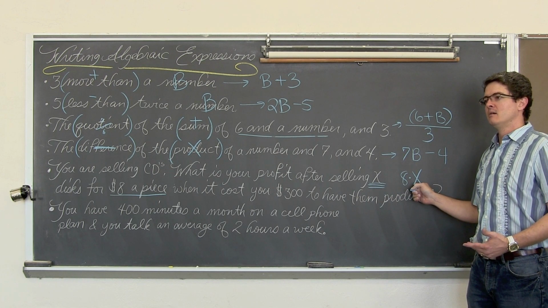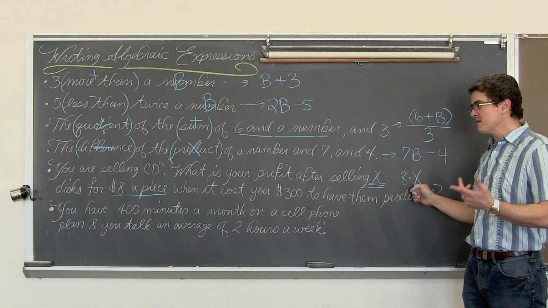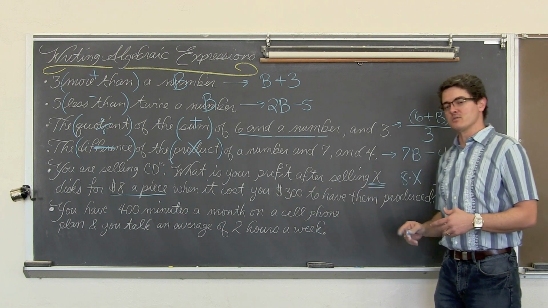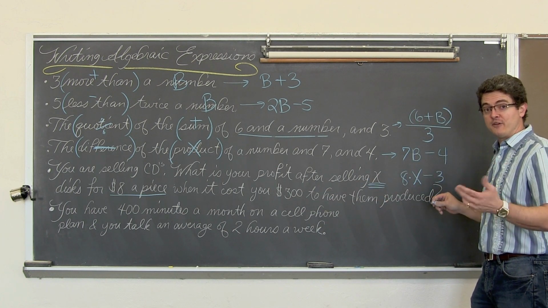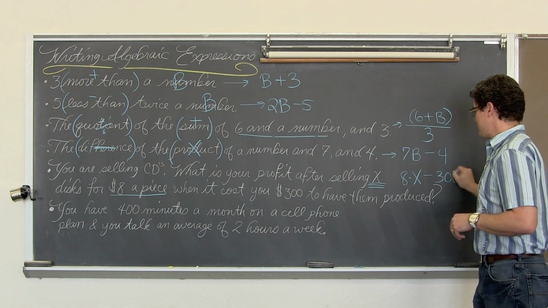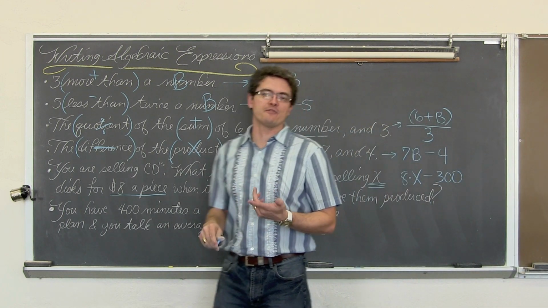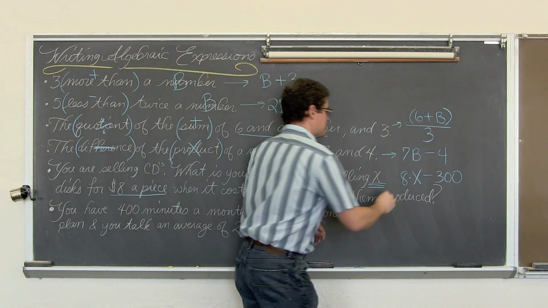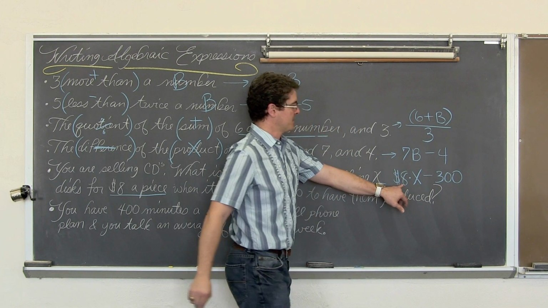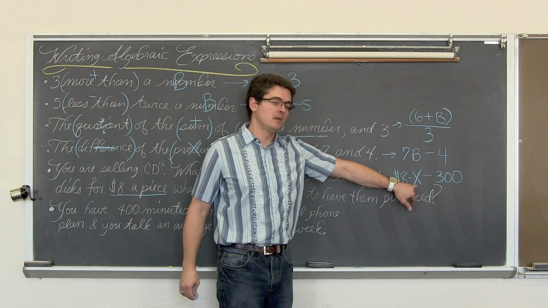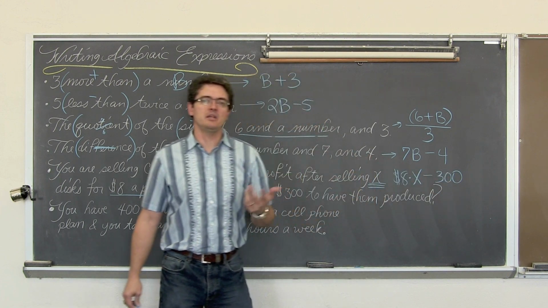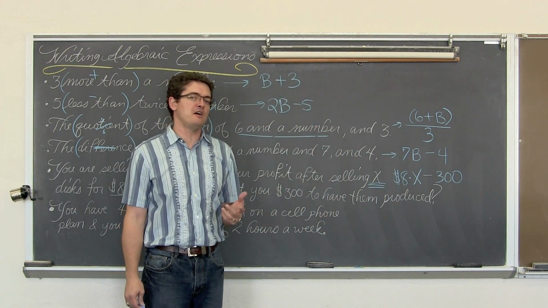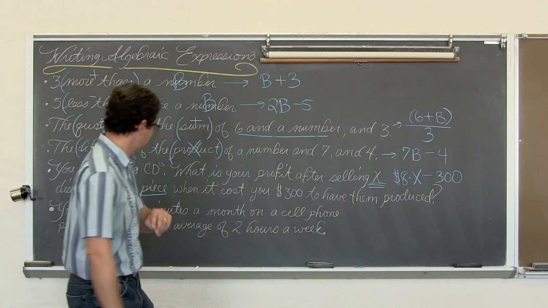Great. But I didn't get those for free. It cost me $300. So from what I brought in, I have to subtract, for the idea of profit, how much those discs cost me in the first place. So I'm selling them at $8 apiece. I sold a certain number of them. I make some money. I subtract how much it cost me to get those discs, and I have profit. So there you go. Bam!